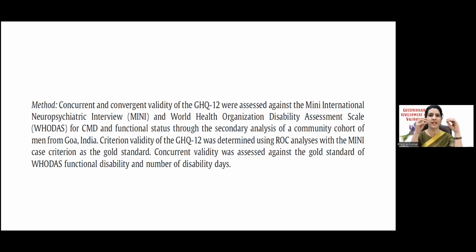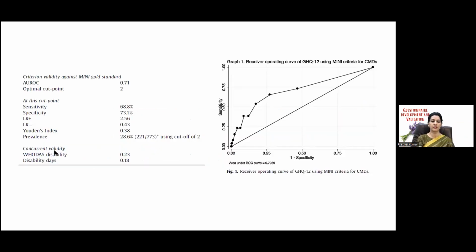So in this case, you have to administer 2 scales on the same set of individuals. One as a gold standard, another which you want to test as your concurrent validity. So now this was the result. You can see the area under the curve was 0.71, optimal cut point was 2, and this was the sensitivity and specificity, as we do. And you can see the concurrent validity also with disability. WHODAS, it is 0.3, and with disability days, it is 0.18.